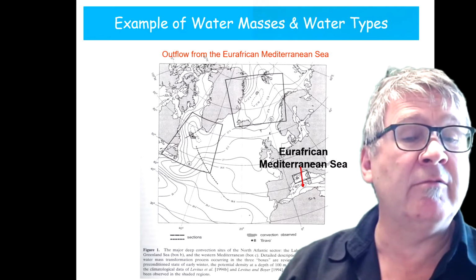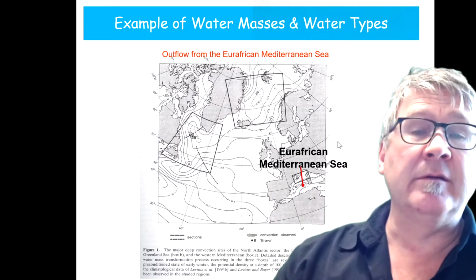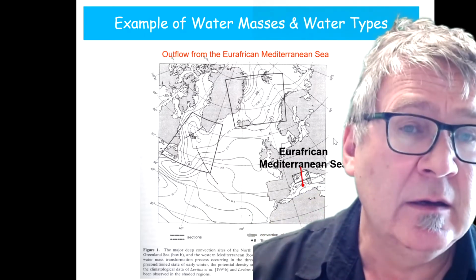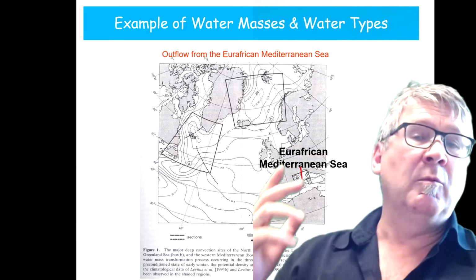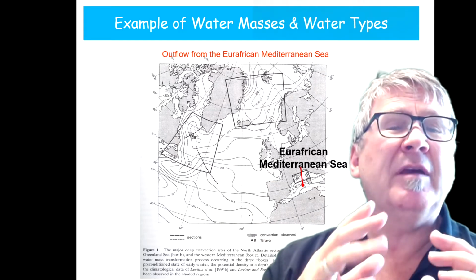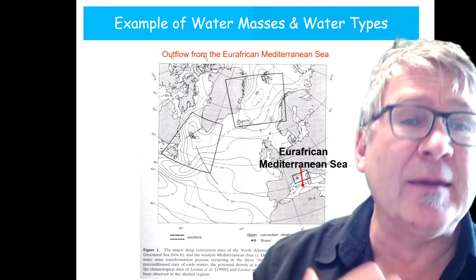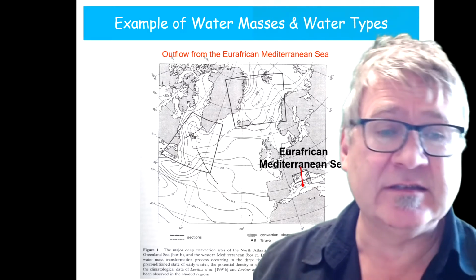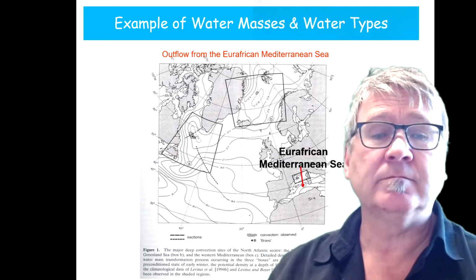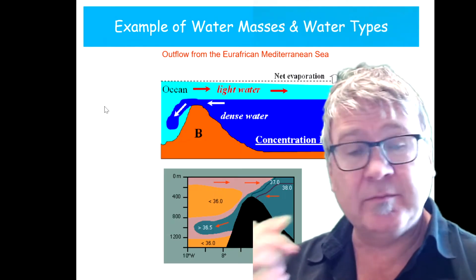And this is the Eurafrican Mediterranean Sea, and it creates a specific characteristic of the deeper water masses because of essentially convection, which creates hypersaline deeper waters in this area. Okay, I just show you some examples.